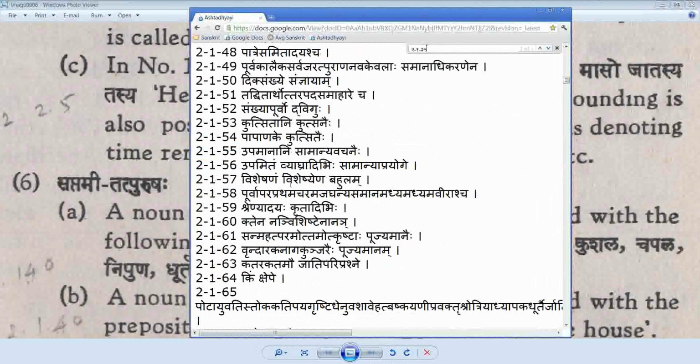Sudhiji, I have a quick question about this Ekadeshi Samasa.